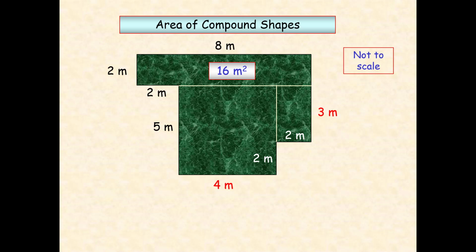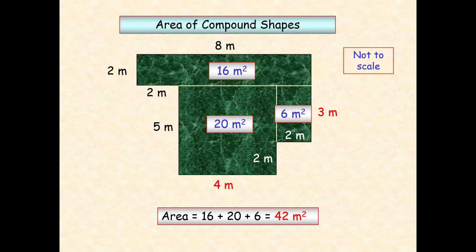And now we can calculate the areas. 2 times 8 is 16 square meters. 5 times 4, 20 square meters. And 2 times 3, 6 square meters. If we add all the square meters, our answer is 42 square meters. Just remember to always write the unit and that the unit is in squares.